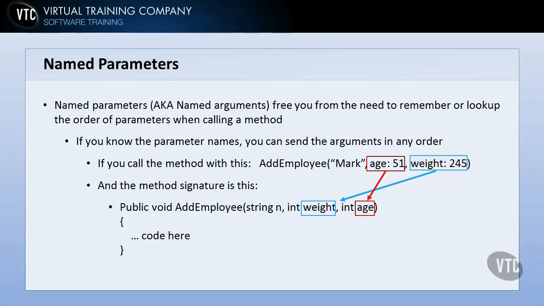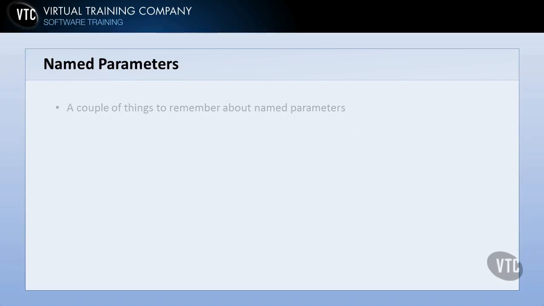Now, mention this to different programmers and you'll get all kinds of responses. A lot of people say, well, you're trying to make up for lazy coding. All kinds of things come up here. IntelliSense will handle some of this. Just know what named parameters are for the exam and then do with them what you would like.